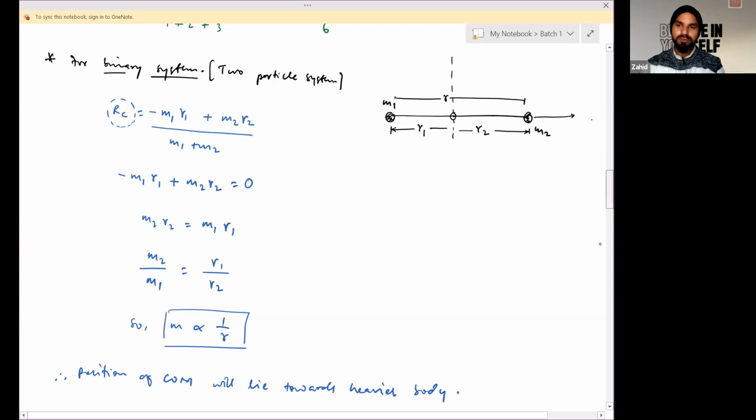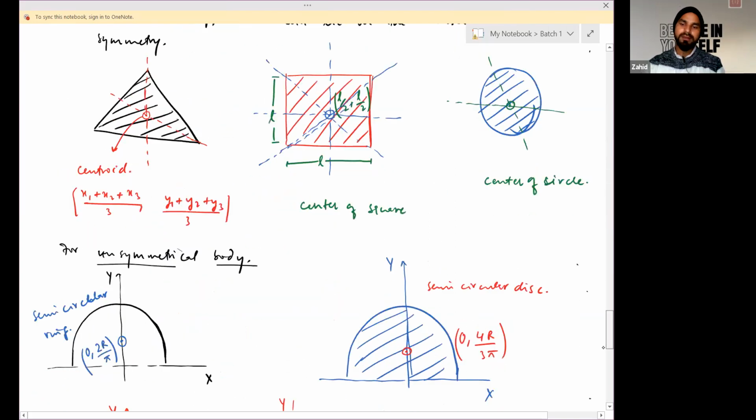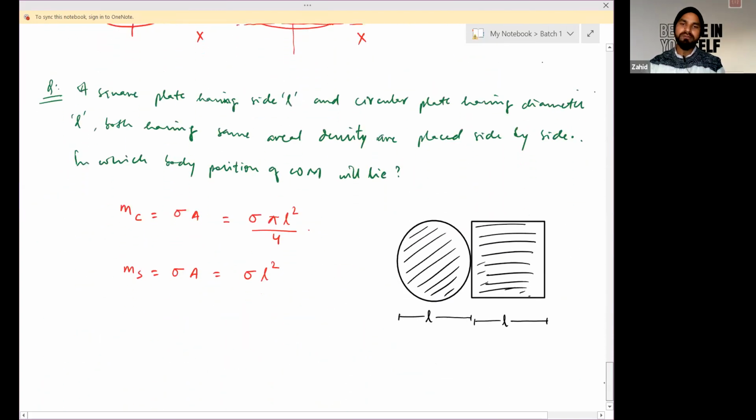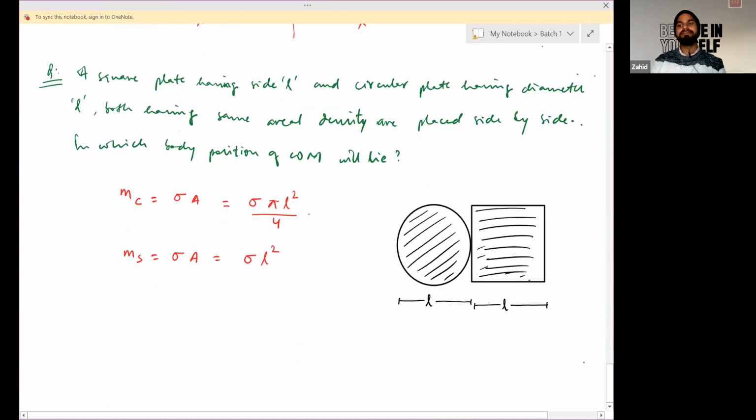So what do you conclude about this? In which body would the center of mass lie? On the circular plate. Square. Khalid, just think again. You'll say since the mass of the square plate is more than the mass of the circular plate, and the center of mass lies towards the heavier body, it must lie on the square plate. Is it clear?